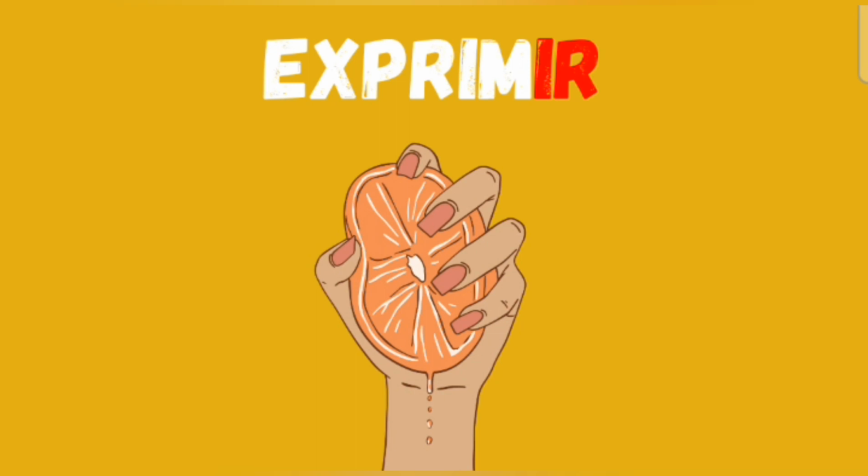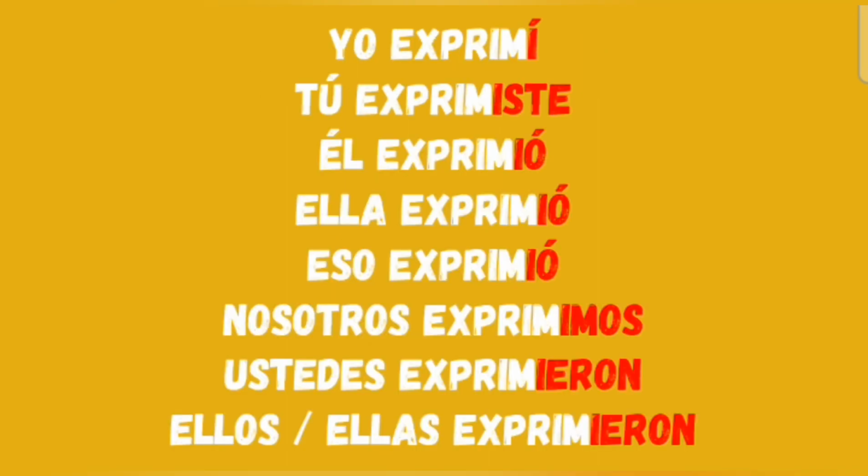And now we have this verb to squeeze. To squeeze means exprimir. Now let's see how we have to conjugate this verb in the indefinite past. If you want to say, I squeezed, then you have to say, yo exprimí. Check the root word, it's exprim, and then the ending according to the personal pronoun you have. If you want to say, you squeezed, then you have to say, tú exprimiste.